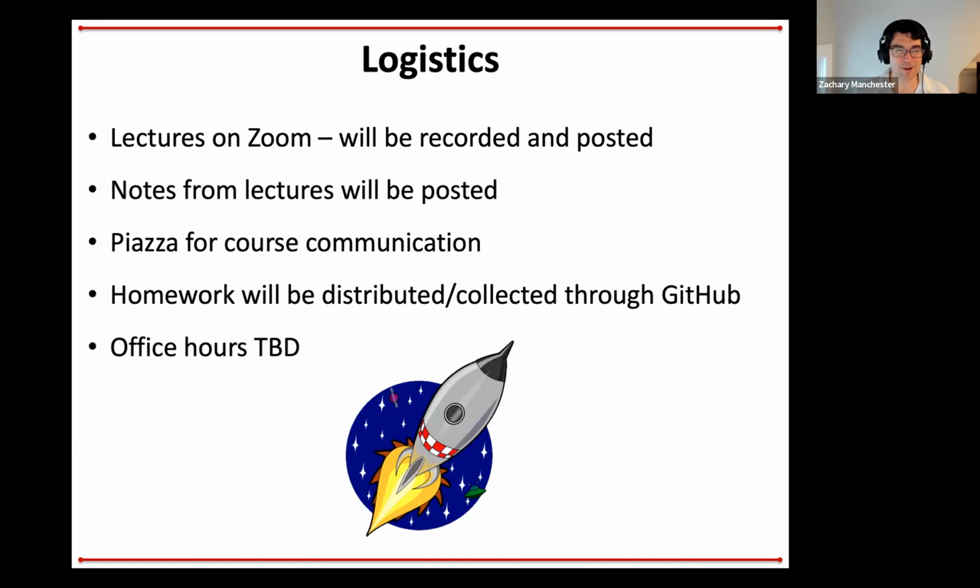And I really don't want to use Canvas. I'm probably going to use it just for posting grades, but we're not going to collect assignments on there or do any sort of communication really through Canvas at all. So definitely get on the Piazza site. We're going to use that for pretty much everything. We're going to use GitHub to collect assignments. I think that's about it. Yeah, so GitHub, we're going to use GitHub extensively, so you need a GitHub account.